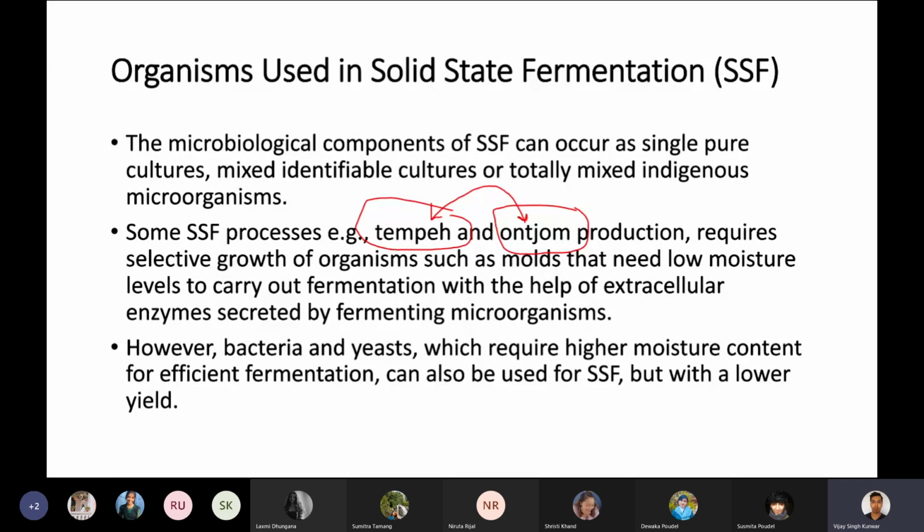Selective growth of the microorganisms such as molds that need low moisture levels to carry out fermentation with the help of extracellular enzymes secreted by the fermenting microorganisms. Right? So, however, bacteria in yeast which require higher moisture content for efficient fermentation can also be used for SSF but with lower yield. So, यहाँ चाहिँ there is this major problem चाहिँ the bacteria र yield को लागि चाहिँ because they require higher moisture content for efficient fermentation. That's why there is still problem.